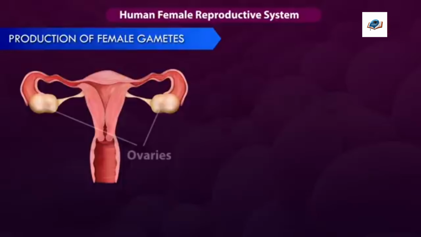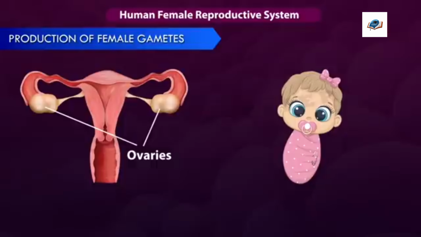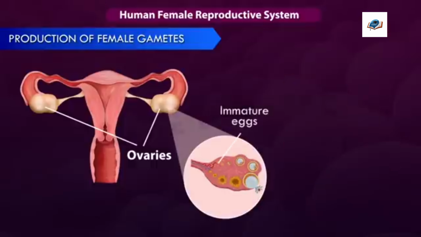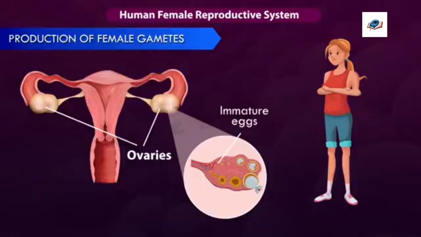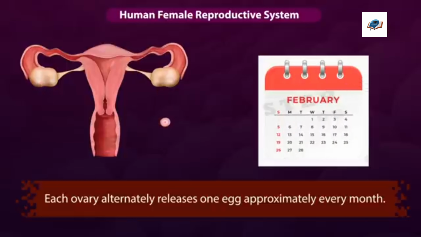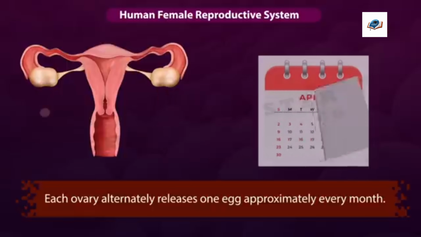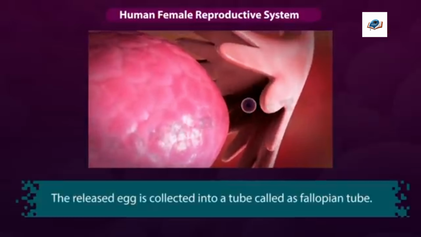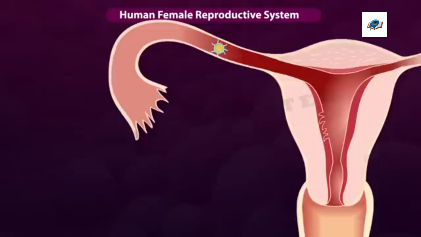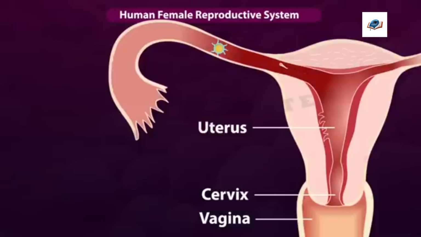This task is done by the ovaries of the female reproductive system. By birth, girls contain a pair of ovaries. Each ovary contains thousands of immature eggs. On reaching puberty, these eggs start maturing and get released. Each ovary alternately releases one egg approximately every month. The released egg is collected into a tube called the fallopian tubule. The sperms deposited by the male in the vagina during sexual intercourse travel through the cervix, uterus and reach the egg present in the fallopian tubule.